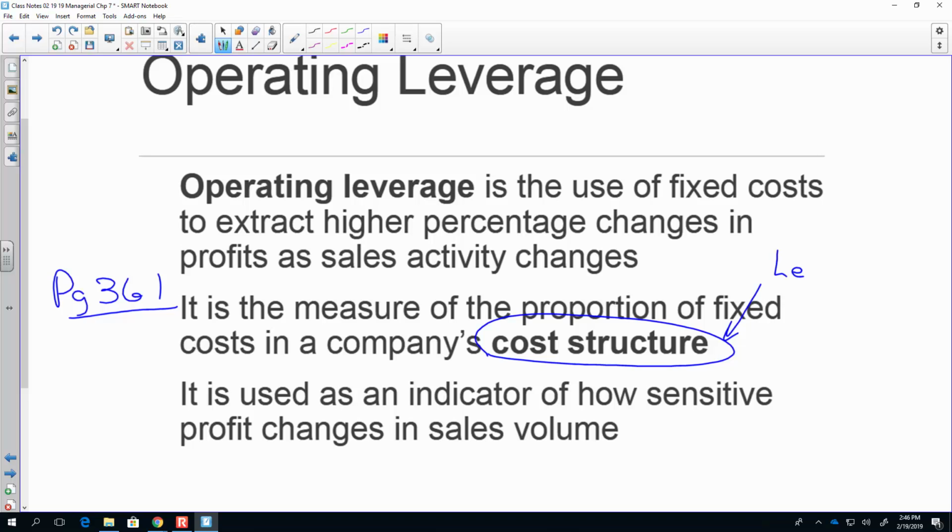The amount or level of fixed cost versus variable cost to generate income. Think of fixed cost. Remember, fixed cost in today's world, it's our largest number because of the machinery and equipment. Fixed cost is in that category, machinery and equipment.